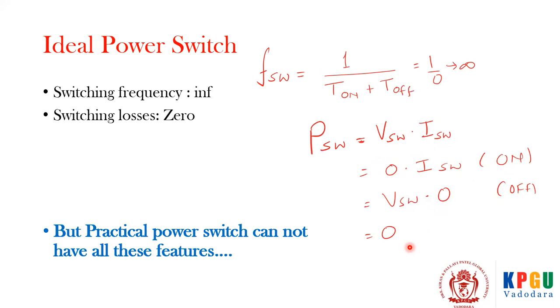But a practical power switch cannot have all these features. It cannot have zero on state voltage. It cannot carry an infinite amount of current when turned on. During turn off, it cannot block infinite voltage, and even when it is turned off, a small leakage current is going to be there. Its switching frequency also cannot be infinite, and its switching losses also cannot be zero.